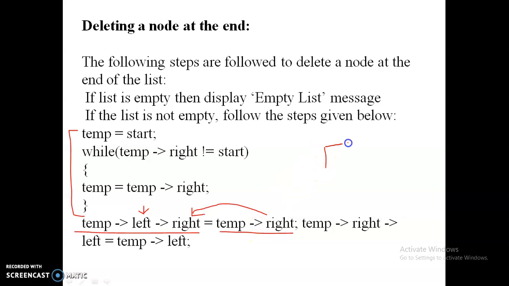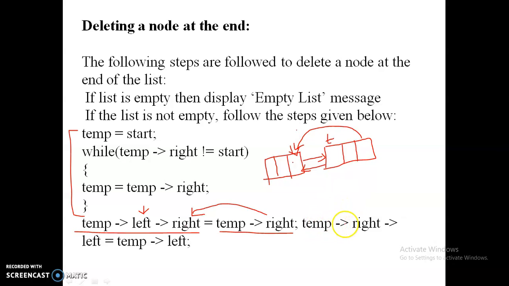Say for example this is the last node, this is our temp node and this is its previous node. Temp of left is this. So temp of left of right: temp of left, left is the previous node, its right is this one. This is assigned with temp of right. So this address is assigned to this. Temp of right is assigned to temp of left of right. This is the first step.